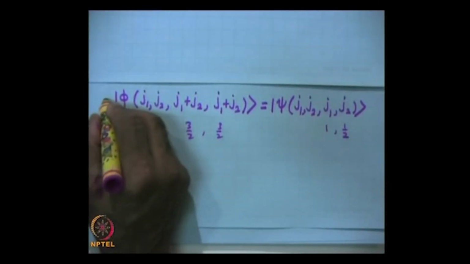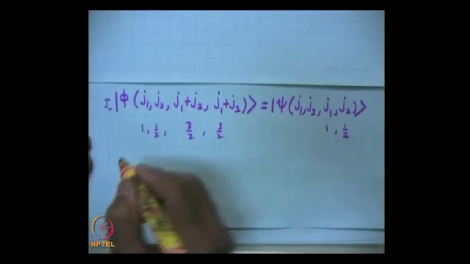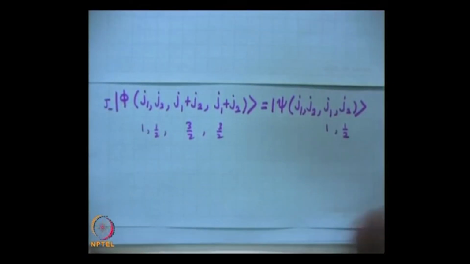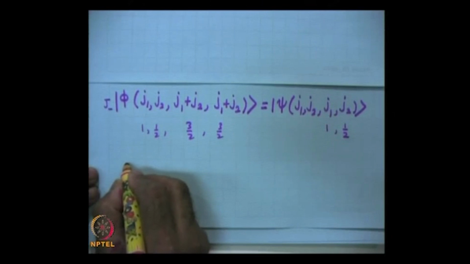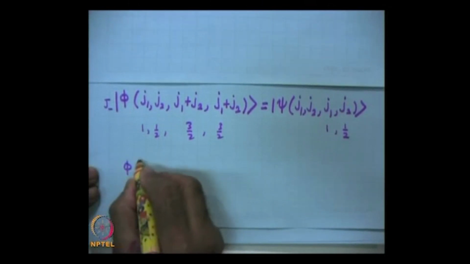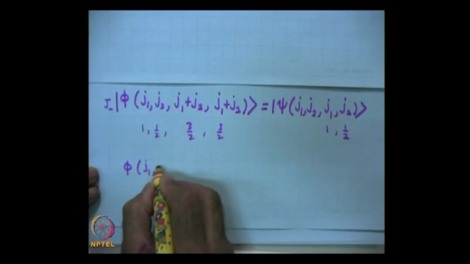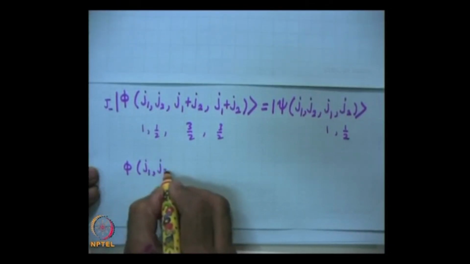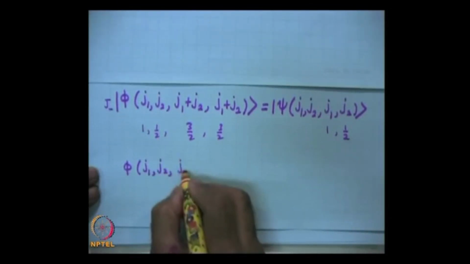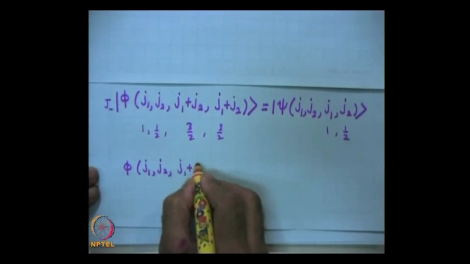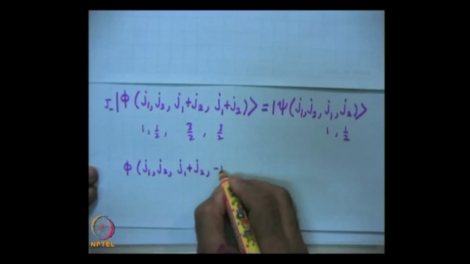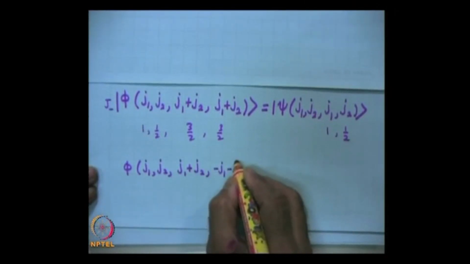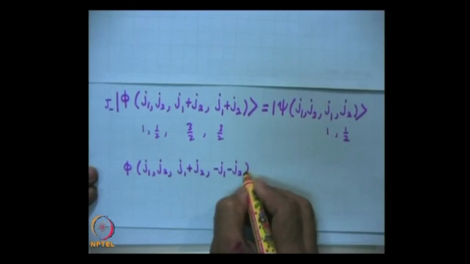Now, you keep on operating this by J minus, J minus, J minus, and you will get all the Clebsch-Gordan coefficients. And finally, if you keep on operating this, then the last function will be phi J1 J2 J1 plus J2, this is the J value, and the minimum value of M will be minus J1 minus J2. This is the minimum value of M.